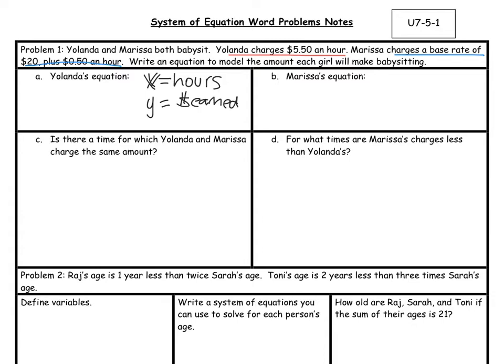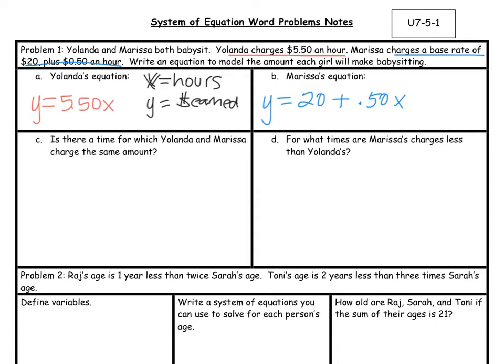So let's start with Yolanda. Yolanda charges $5.50 an hour. That's it. So for Yolanda's equation, it's y equals $5.50 per hour. Marissa charges a base rate of $20 plus 50 cents an hour.